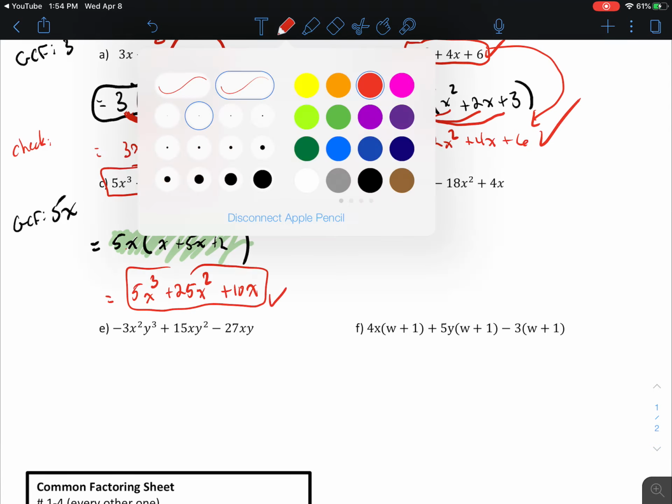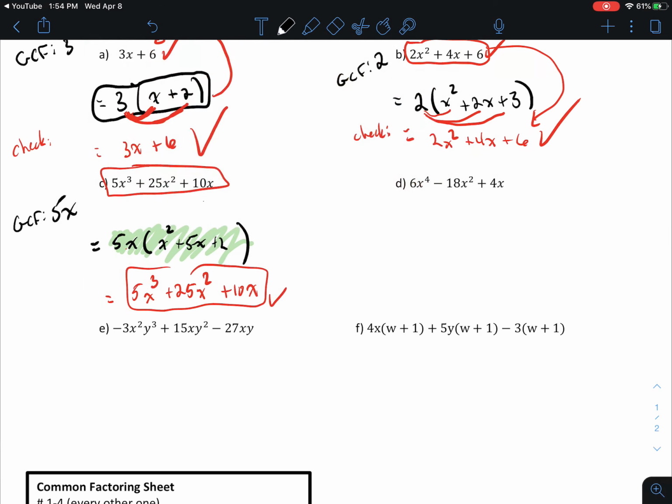So let's keep going. 3 more left. Again, let's take a look at my GCF. What exists such that I can put into all 3 of those terms? Dealing with the numbers, 6 goes into 18, but 6 doesn't go into 4, right? But 2 goes into all three of those terms, right? So the number 2, I can start there.